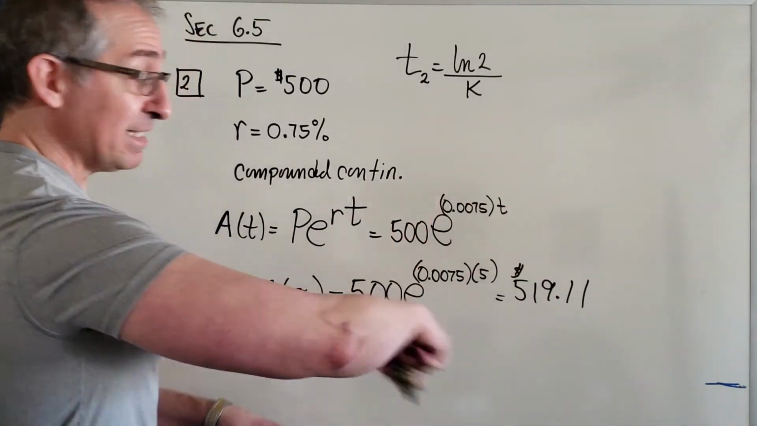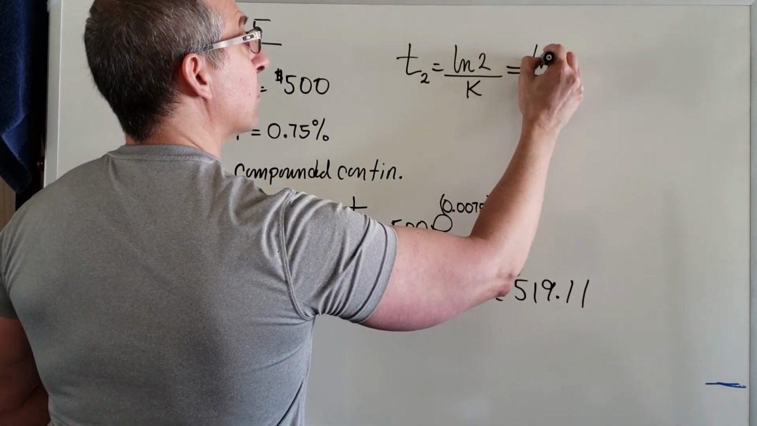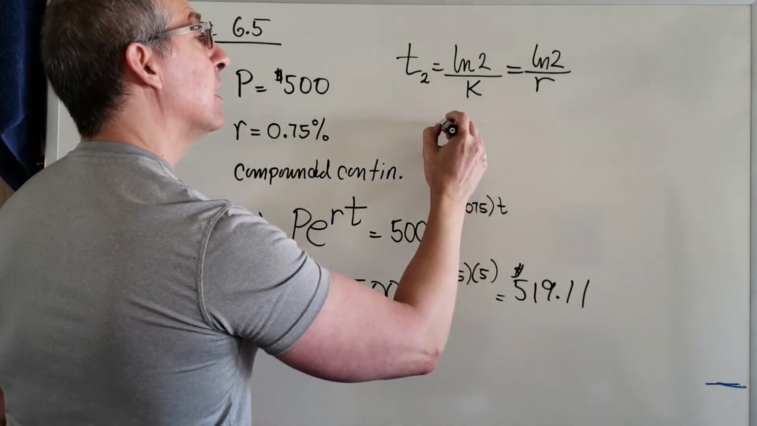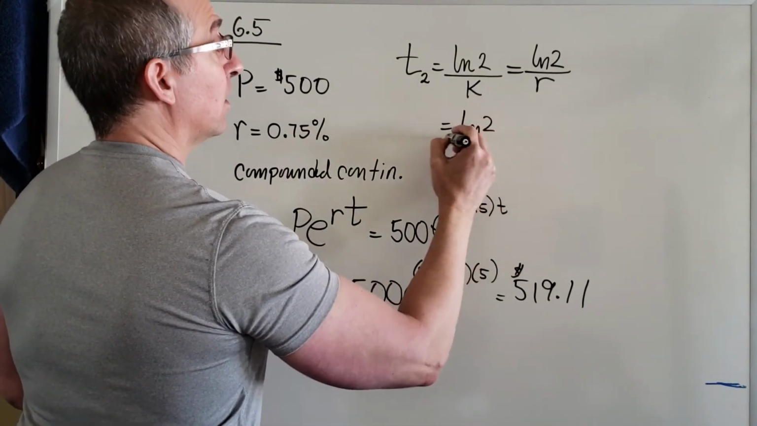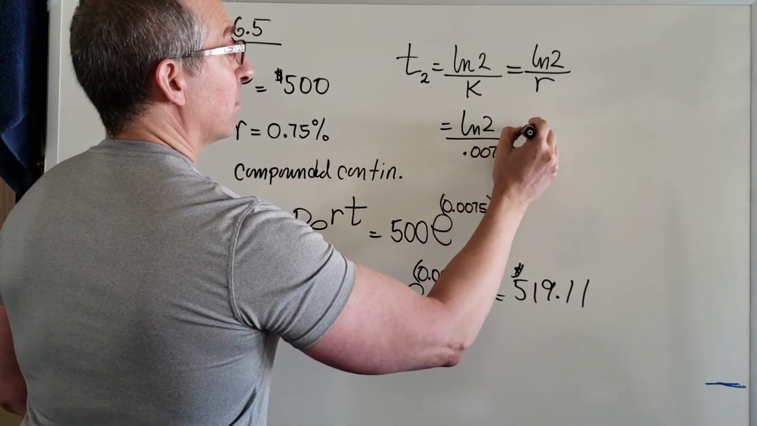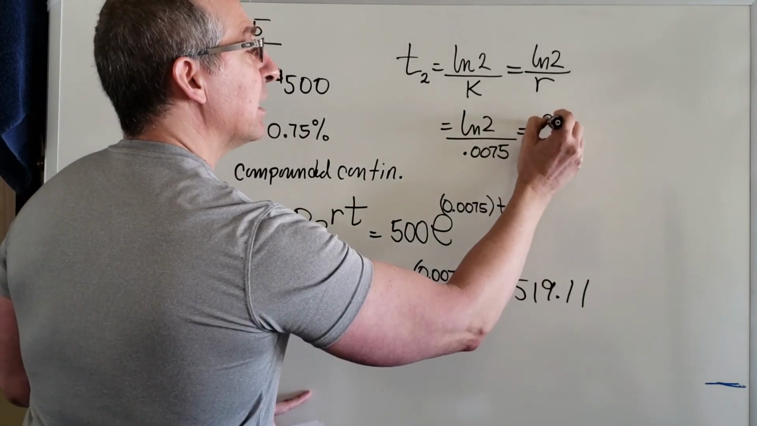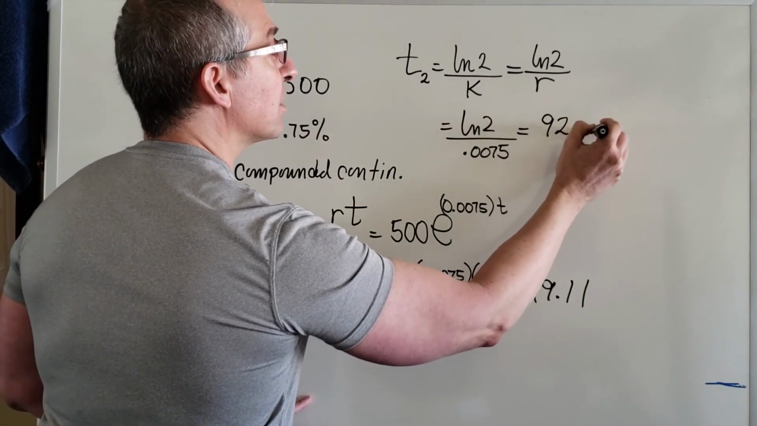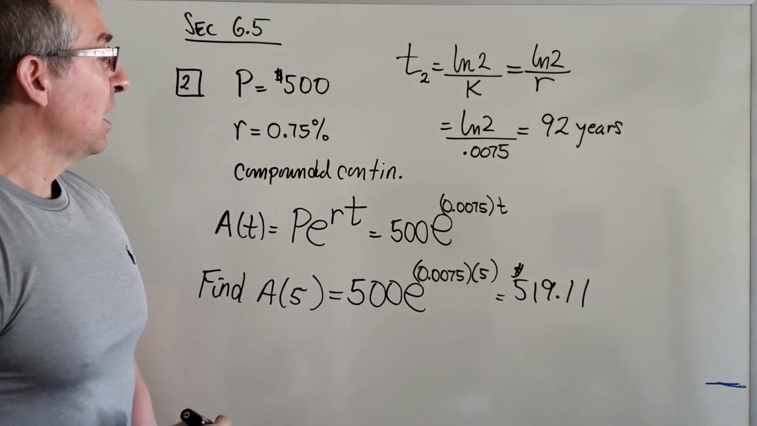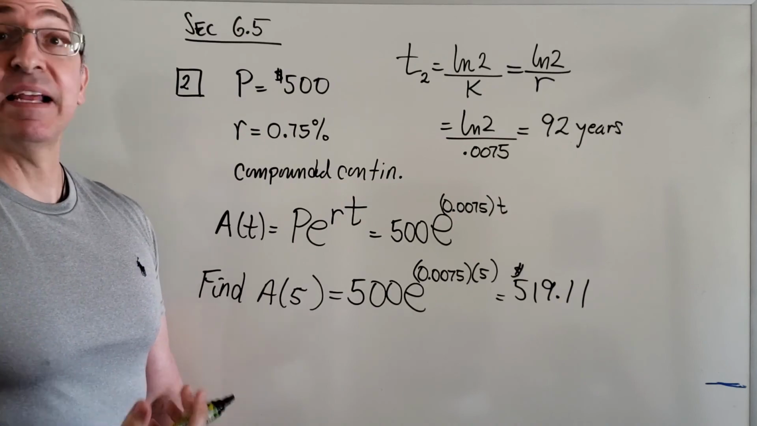So in the context of this problem, here's what we've got. We'll write it like this. Into the calculator, and that winds up being about 92 years. All right, in the next example, we'll see what happens when the interest is compounded a finite number of times.